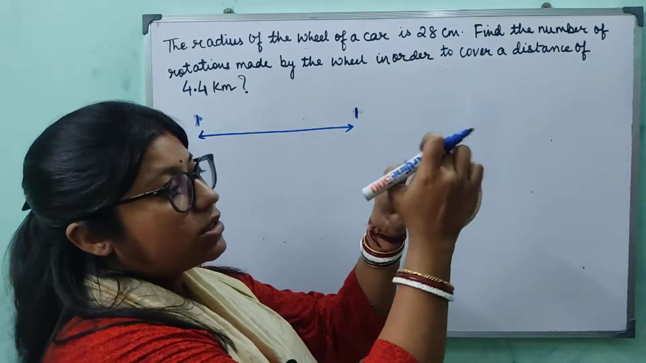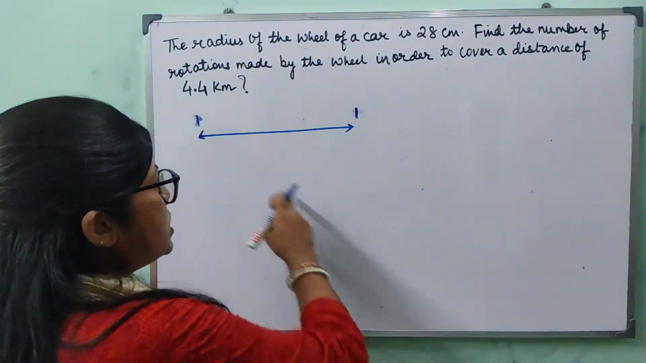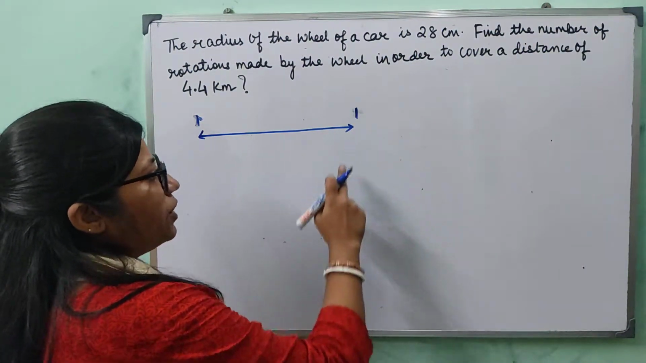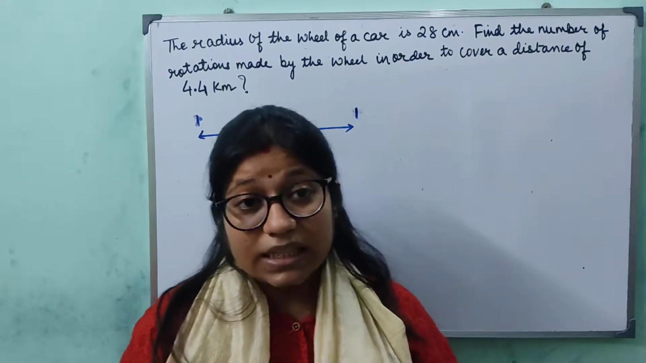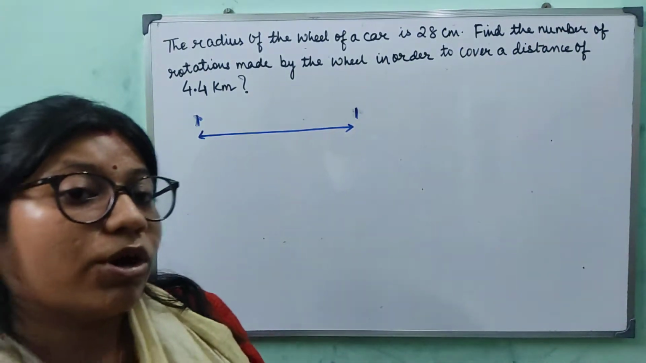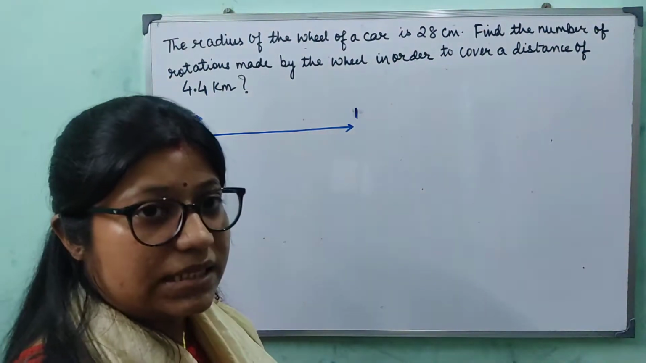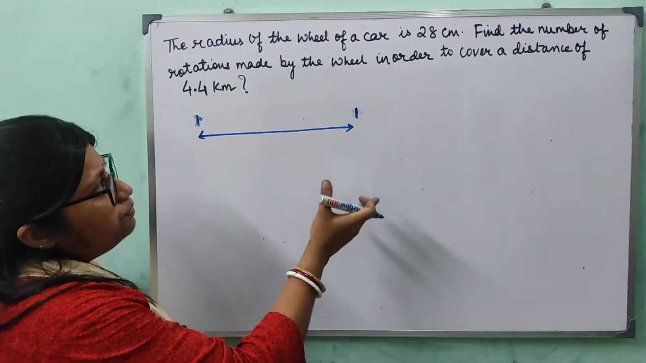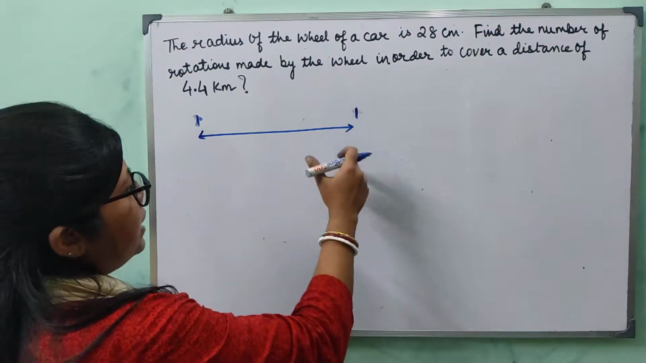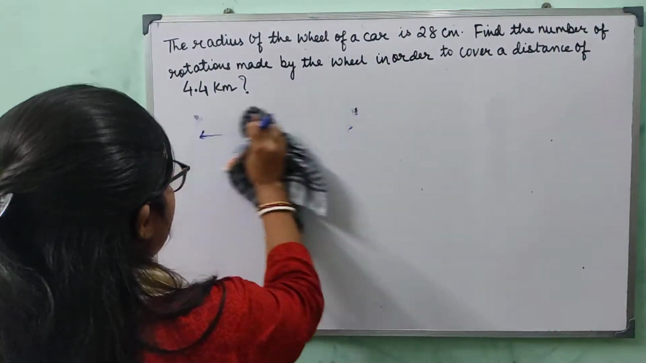For the circle, I covered the circumference of the circle. So the distance covered by the circle in one rotation is actually the circumference of the circle. This is the most important concept that we have to have while doing sums of this kind. That is, the distance covered by the circle or the wheel in one rotation is equal to the circumference of the wheel.